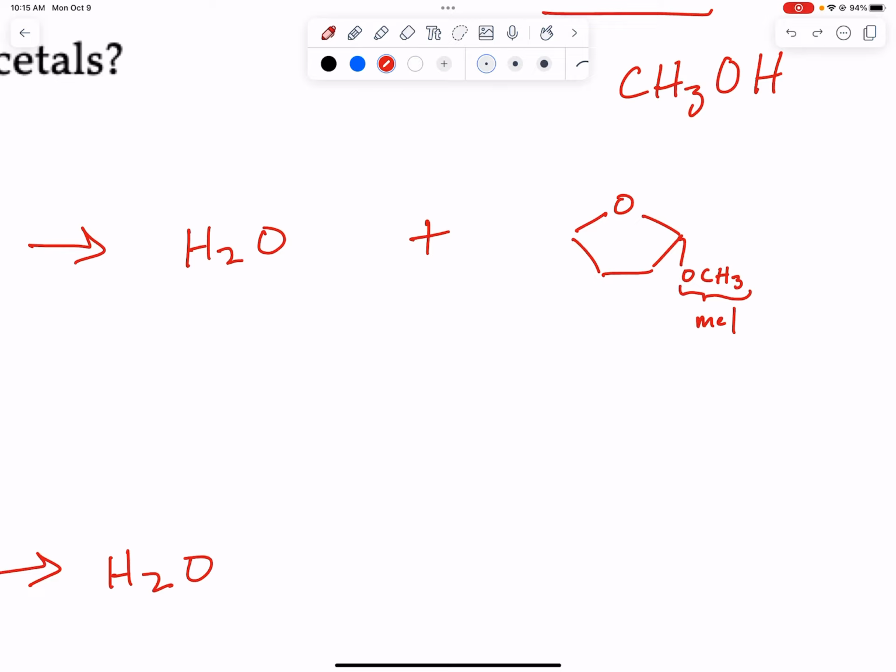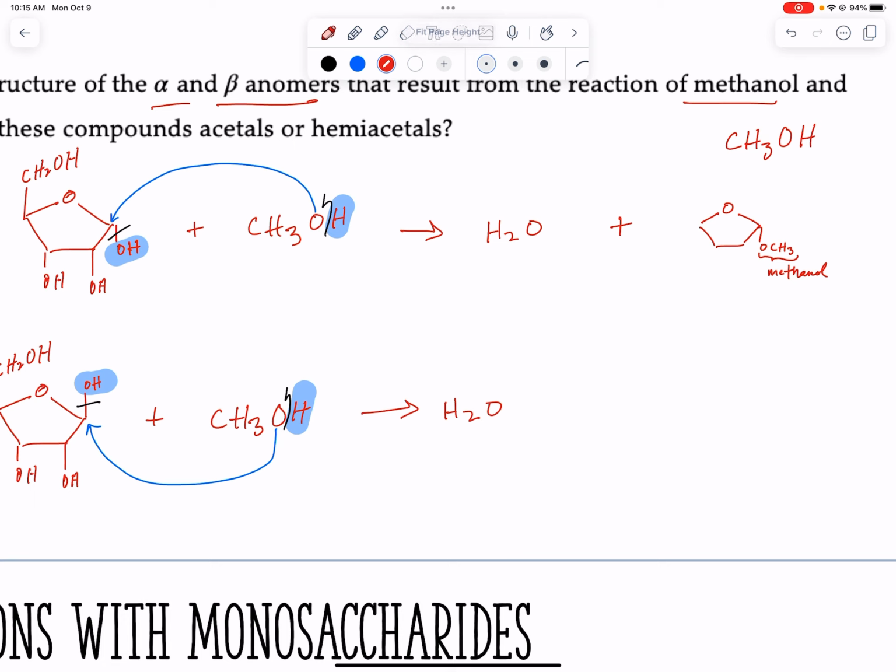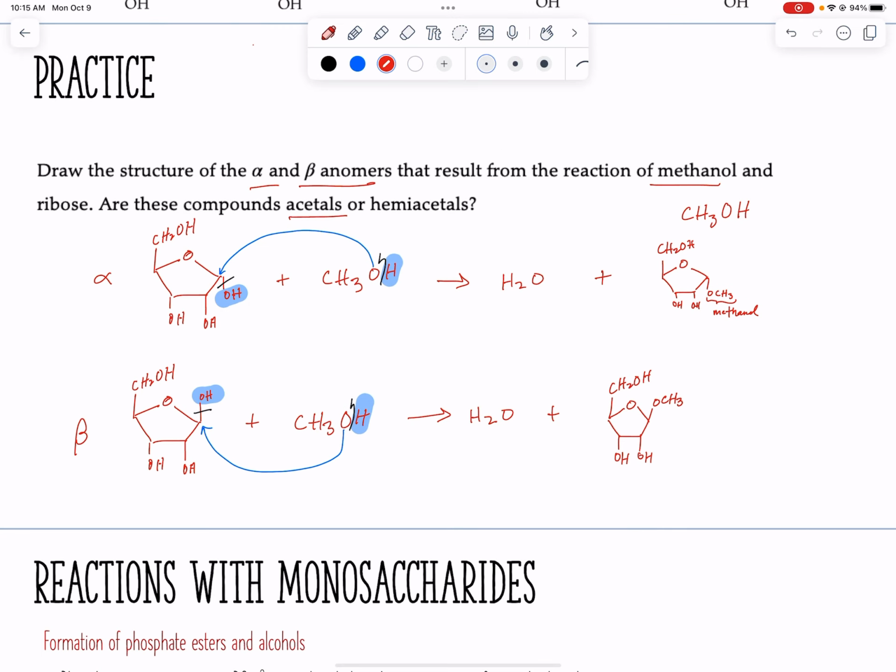Okay, that was from methanol. And then you'd want to, of course, draw the rest of your OHs the correct way. Here for the beta, redraw your ring, keep the CH2OH up above. And this time, since it's beta, I'll have OCH3. There it is. Okay. Now, the question is, are these compounds acetals or hemiacetals?